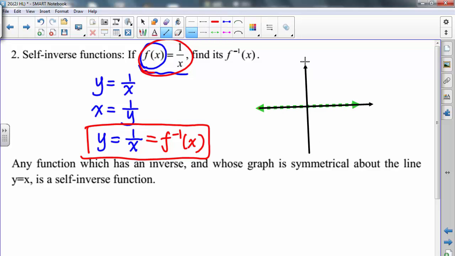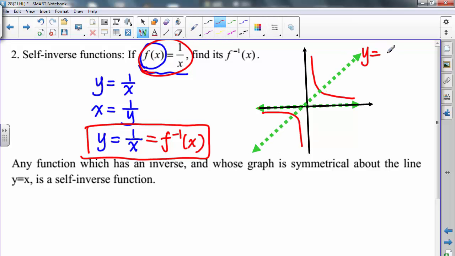If I graph this original function, you know this graph already. We learned this one in the rational function. This one is a hyperbola. If you draw the line y equals x, you will find that this hyperbola is symmetrical about y equals x itself. So any function which has an inverse and whose graph is symmetrical about the line y equals x is a self-inverse function.